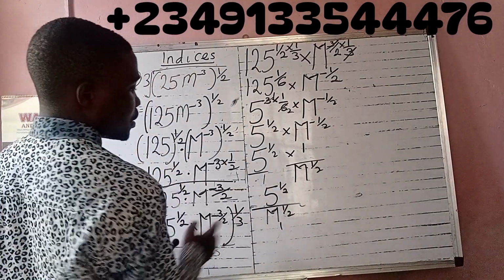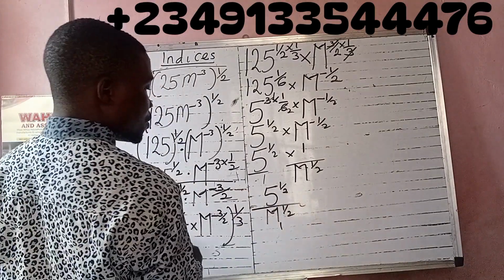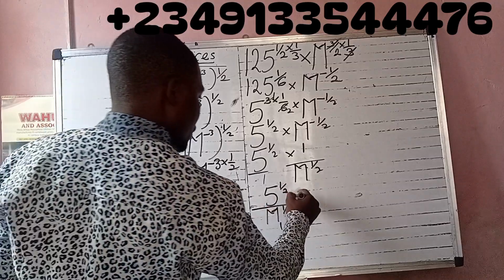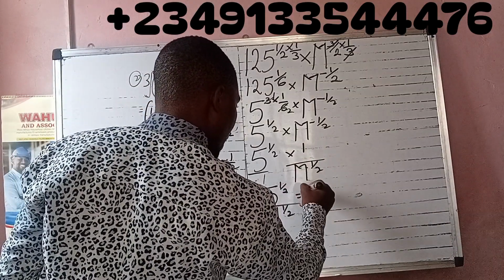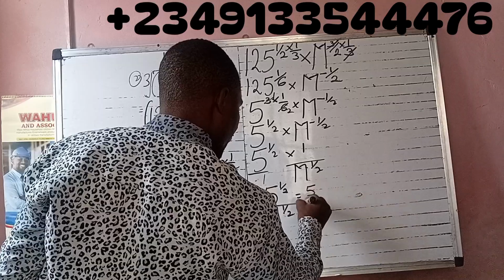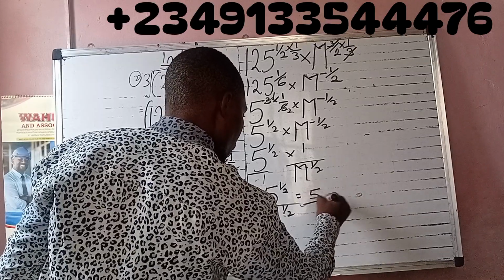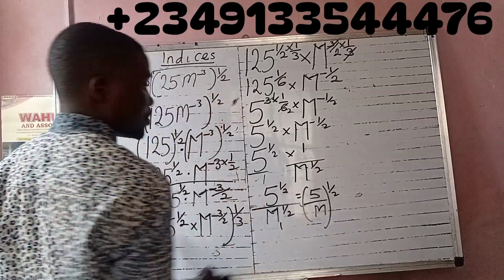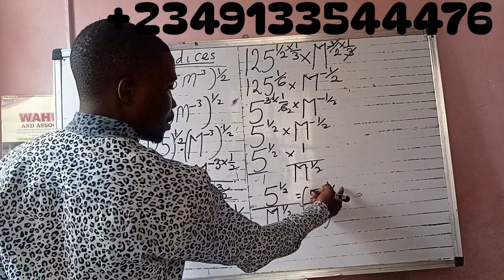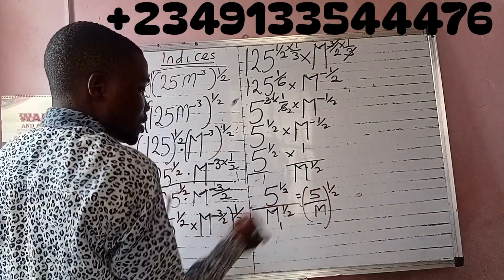If you notice that they have the same power, we can just give them one power. We can say 5 over m, everything in brackets, to the power 1 over 2. We are still saying the same thing because this 5 is the owner of this one, m is the owner of this one, so it's still balanced.